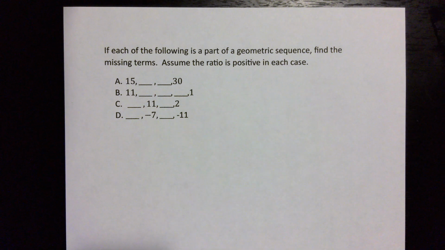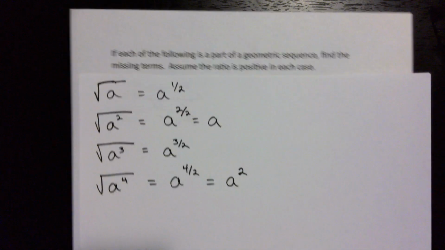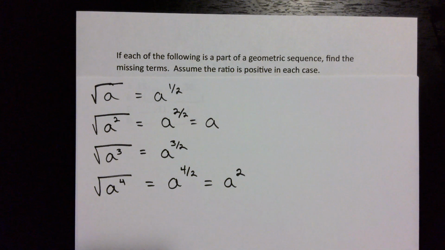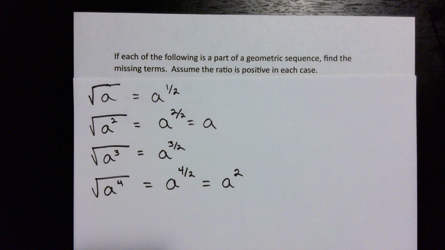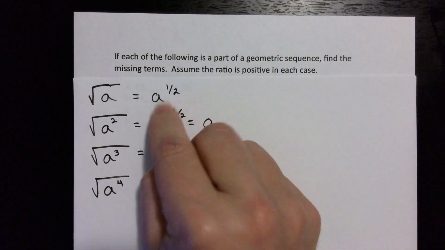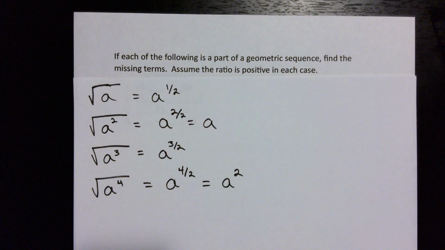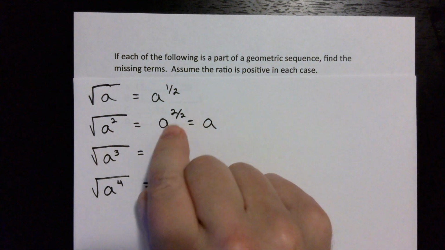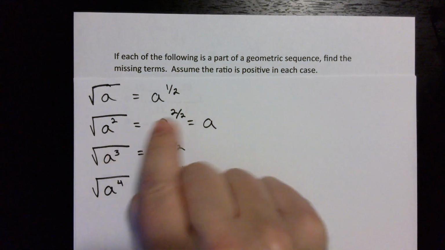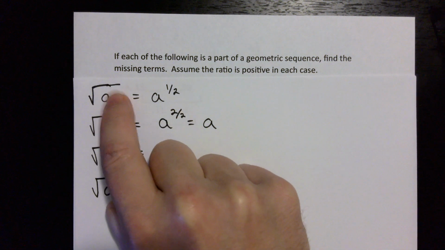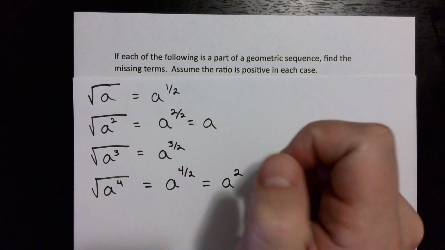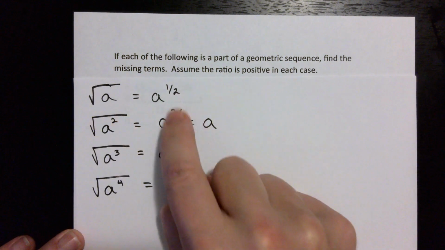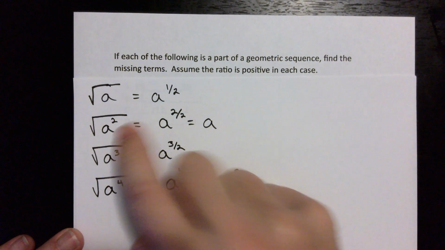Now, there's one thing that we need to talk about before we begin. A couple examples here of changing it from radical notation to exponent notation. The square root of a is the same thing as a to the 1/2 power. The square root of a squared is a to the power of 2 over 2. The power goes on top, and the square root, which has an index of 2, goes on bottom. That makes it a. So the square root of a squared is a.